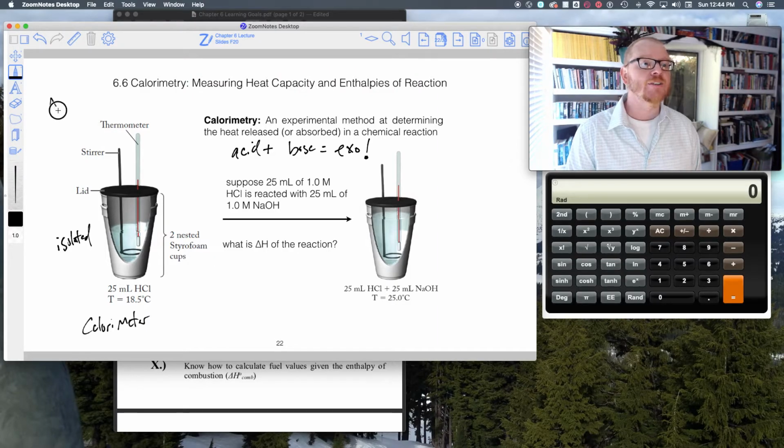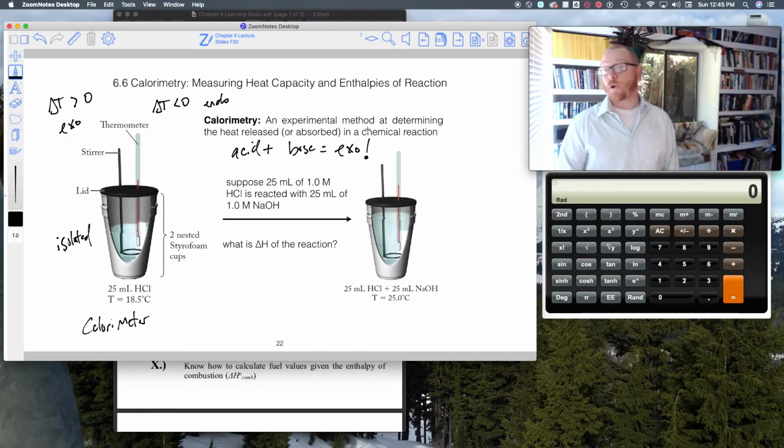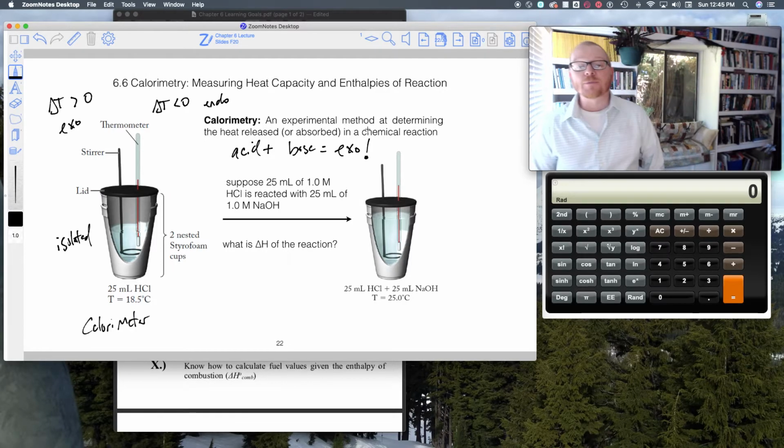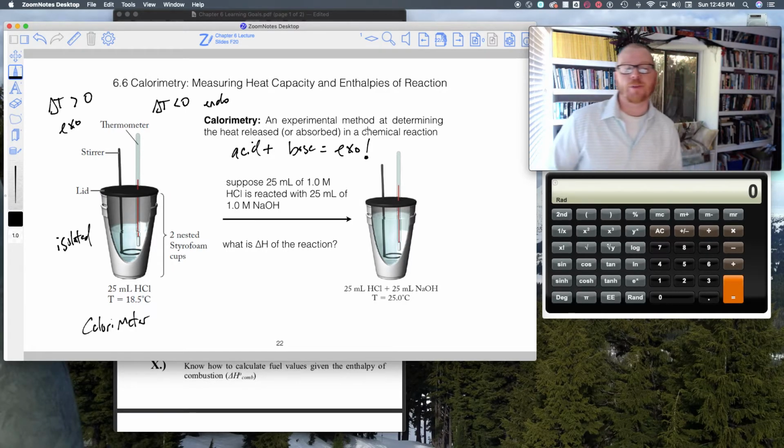All right. So delta T will be positive for an exothermic reaction in a calorimeter, and delta T will be negative for an endothermic reaction in a calorimeter.